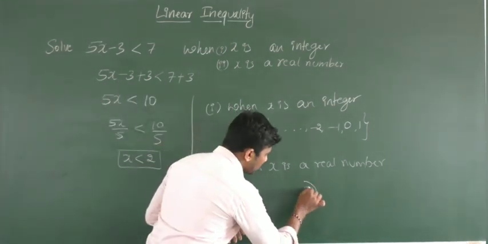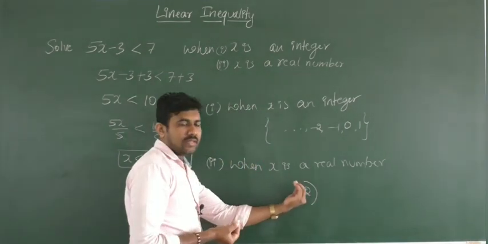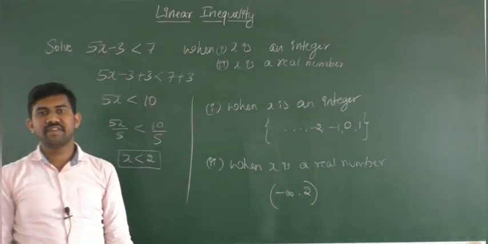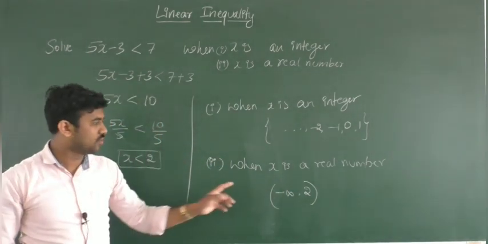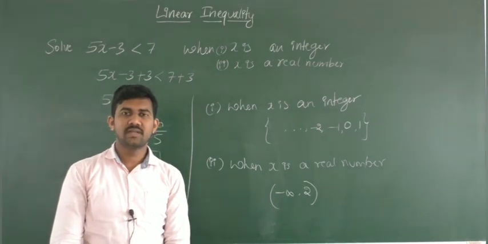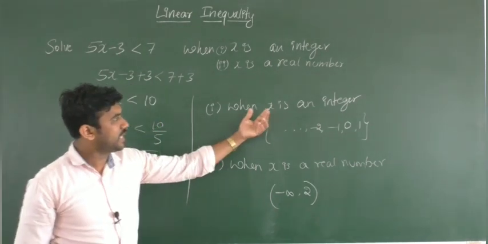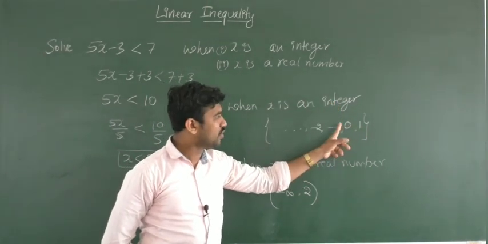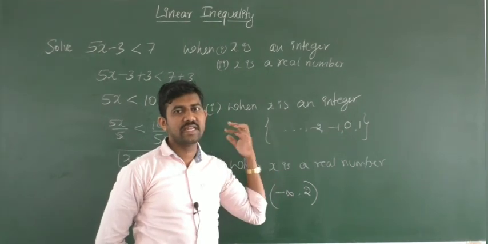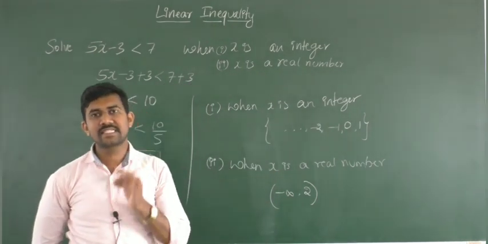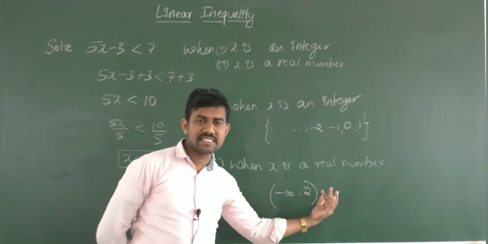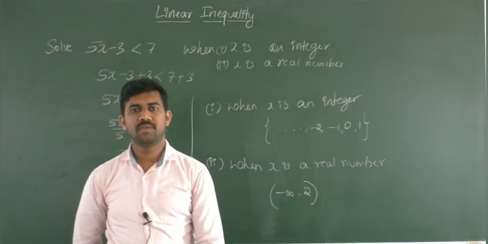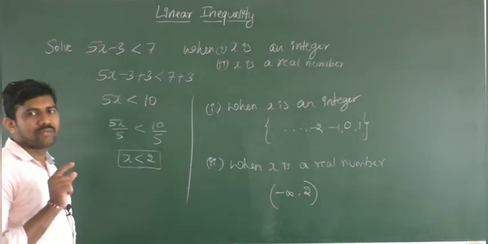Okay, excluding 2, the values of x can take less than 2 till -infinity, open at -infinity. So, this is a solution set. See, in the first case, when x is an integer, the integers less than 2 are 1, 0, -1, -2 and so on, decreases. Similarly, in the case when x is a real number, the real number less than 2 is nothing but the open interval -infinity, 2. Okay, so like this we can solve the given inequality.